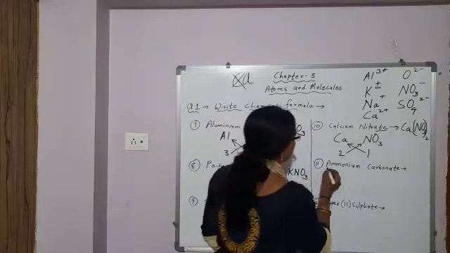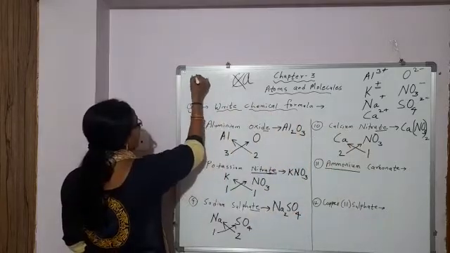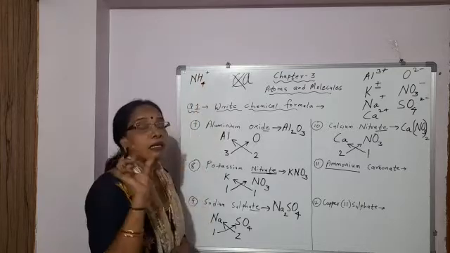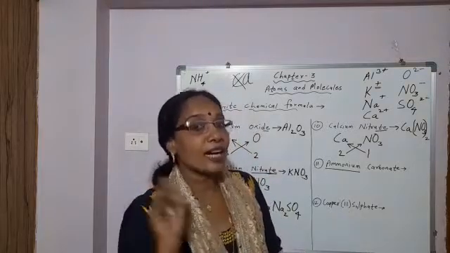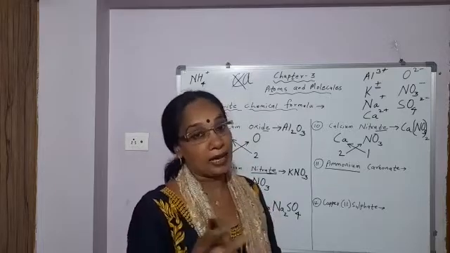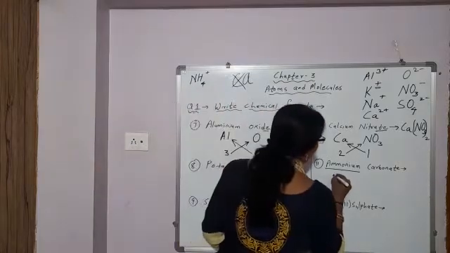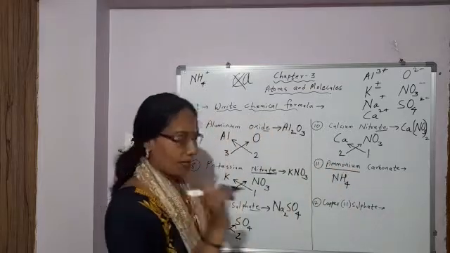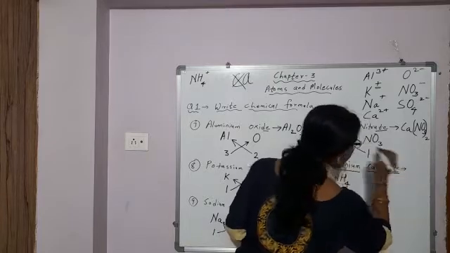Next, ammonium. Ammonium is a polyatomic ion, NH4 plus, a positive ion, a group of atoms carrying positive charge. It is the only positive polyatomic ion. What is that? Ammonium ion. So ammonium, what is the formula? NH4. Capital N, capital H, 4. Plus means plus 1. So what is the valency? 1.